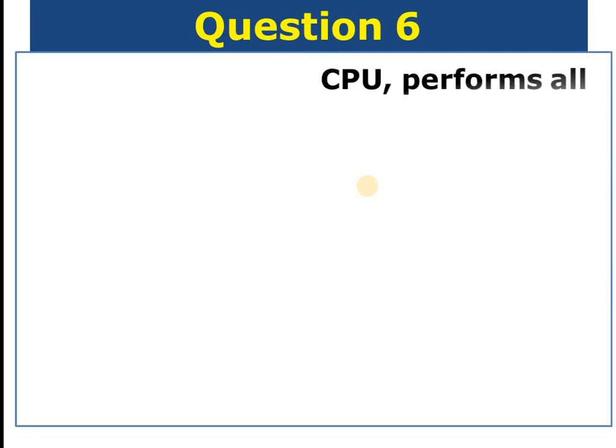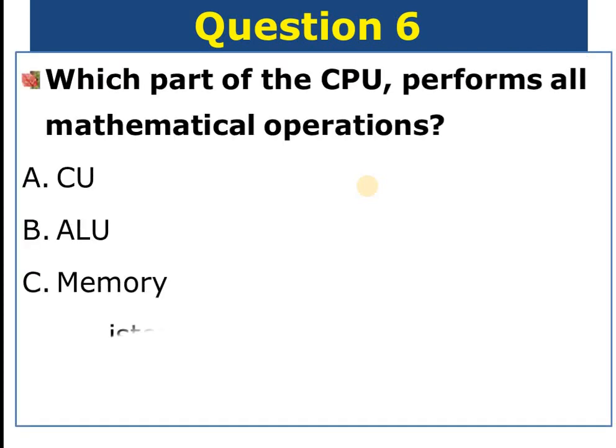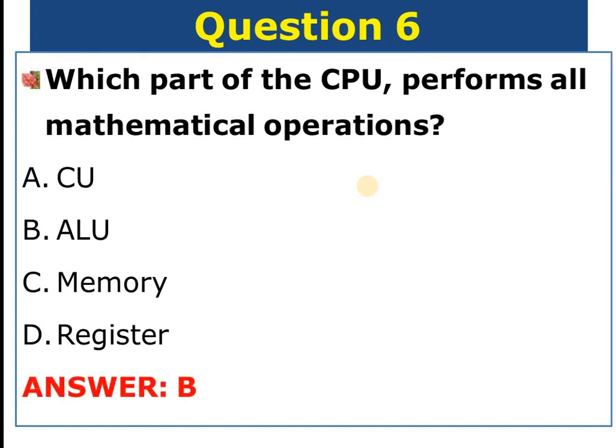Question number 6. Which part of the CPU performs all mathematical operations? A. CPU, B. ALU, C. Memory, D. Register. Choice B is the answer. That means ALU, or Arithmetic Logic Unit. It is a part of CPU which performs all mathematical operations.